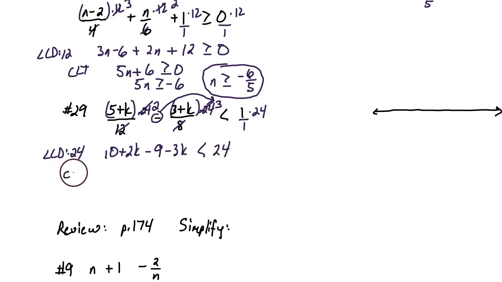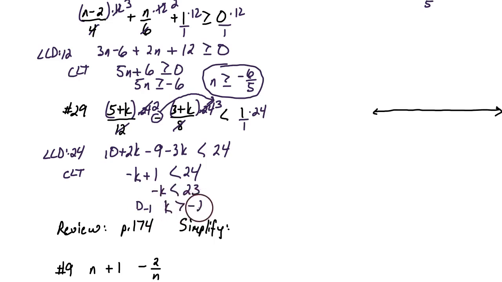It looks like we can combine like terms. 2k minus 3k is negative k. 10 minus 9 is plus 1. That's less than 24. Now subtract 1 from both sides. We now have 23. Now divide by negative 1 to get rid of that negative at the beginning. When you divide by a negative, the arrow switches. So here's our answer for k. We're asked to graph that. So here's negative 23. Open dot and graph everything greater than negative 23, which is to the right.